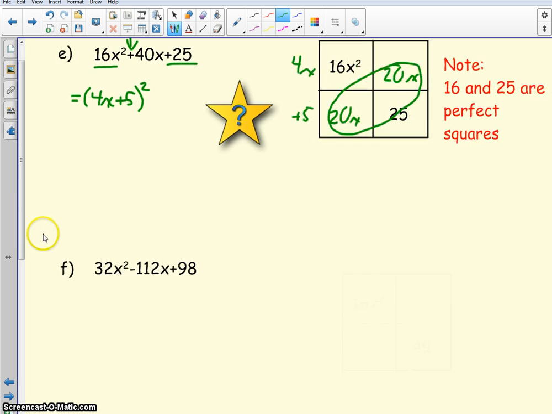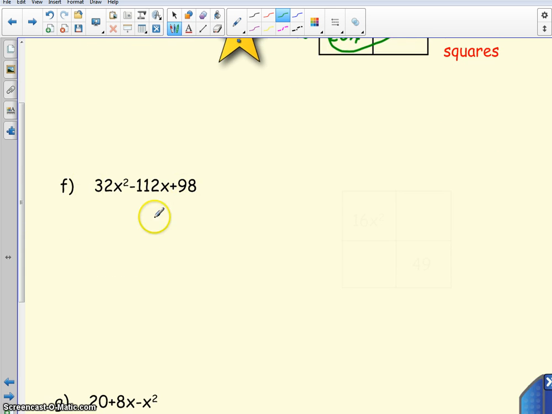Okay, moving down to this one. First thing you want to check for, as always, is if there's a common factor. This would be a pretty complex one to try without looking for a common factor. One thing you can take out of this is 2. I don't think anything bigger comes out of there. So if we take out a 2, we're going to be left with 16x squared minus 56x plus 49. Once again, it makes what's left over a little bit nicer.